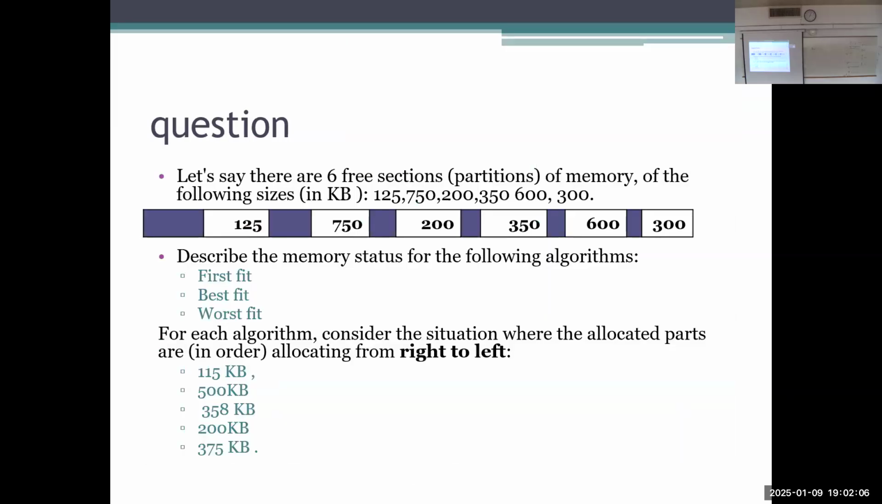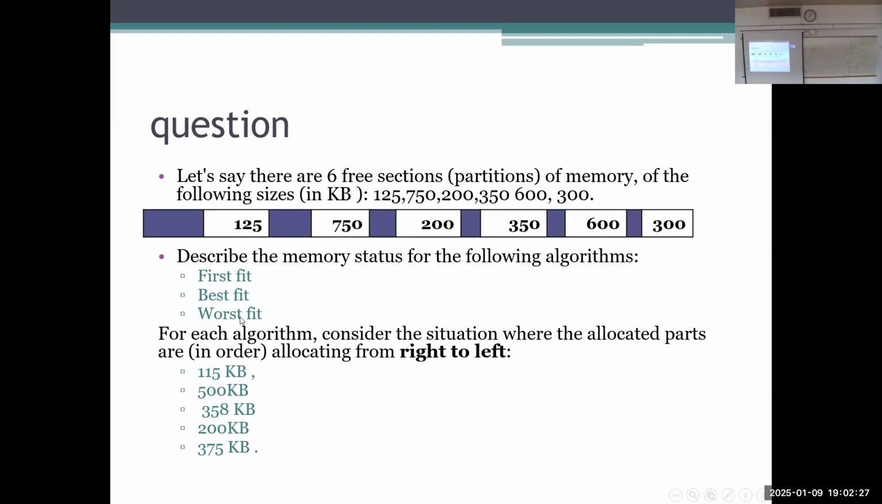Okay, question: let's say there are 6 free sections, partitions of memory, of the following sizes: 125, 750, 200, 350, 600, 300. Describe the memory status for the following algorithms.